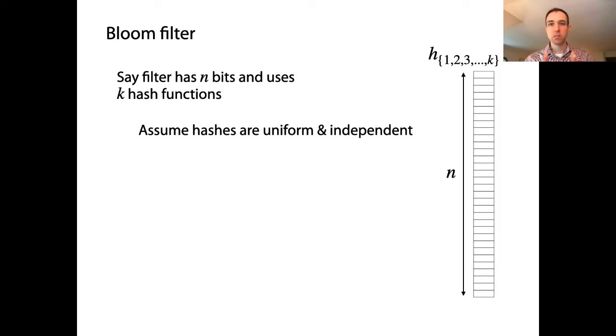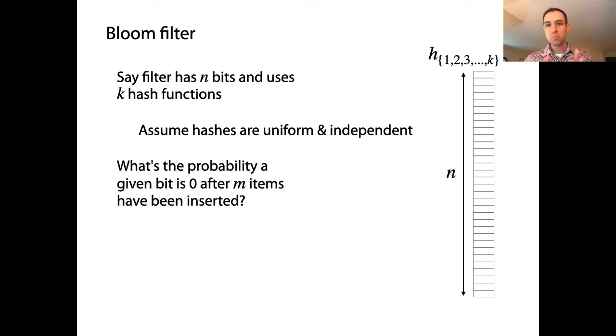And so here's the first question related to false positive rate. What's the probability that a given bit in the filter is 0 after we've inserted m items into the Bloom filter? So for example, without loss of generality, let's just pick one of the positions in this Bloom filter. Let's pick the first one here, and let's say that's us. We are slot number 1 in the Bloom filter.